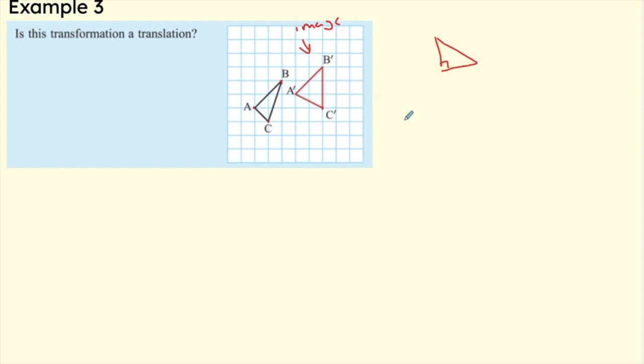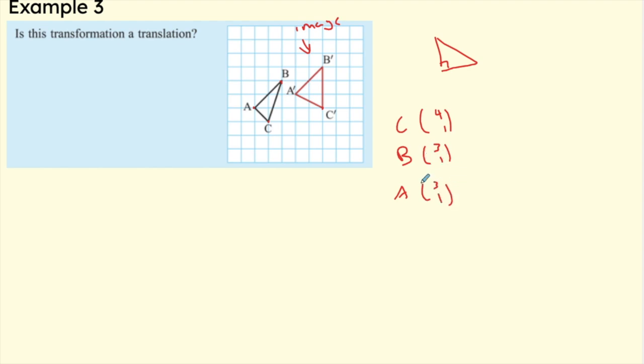So C has gone 1, 2, 3, 4. So for C, we've gone 4, and we've gone up 1. For B, the vector is 1, 2, 3, up 1. So we've gone 3, up 1. And for A, we've gone 1, 2, 3, up 1.